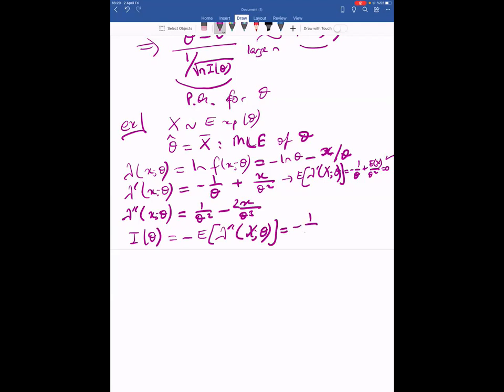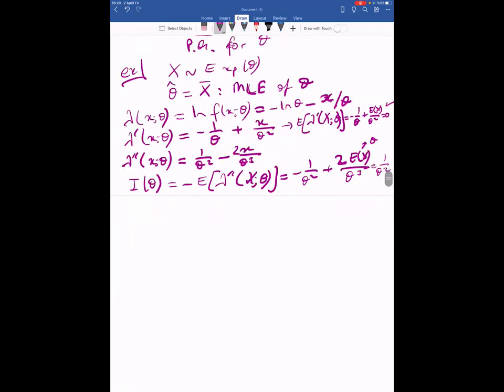Okay, so we have 1 over theta squared plus 2 times expected x over theta cubed. Expected x is theta, so we have 1 over theta squared here. So this is the Fisher information. This means that we have the MLE minus the parameter, and 1 over the square root of n times the Fisher information, which is 1 over theta squared.